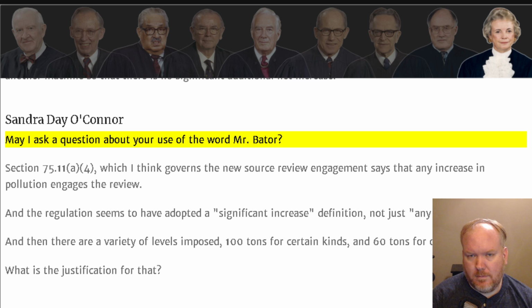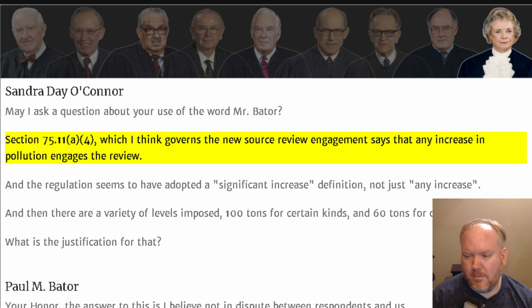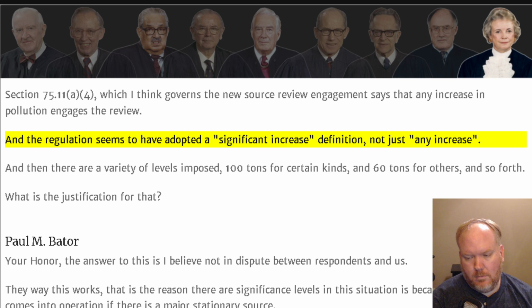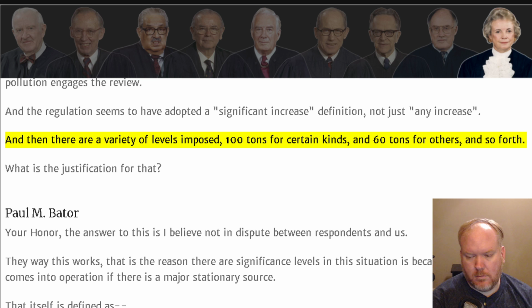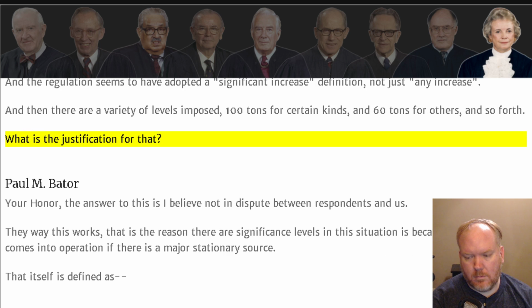May I ask a question about your use of the word significant, Mr. Bator? Section 7511A4, which I think governs the new source review engagement, says that any increase in pollution engages the review. And the regulation seems to have adopted a significant increase definition, not just any increase. And then there are a variety of levels imposed, 100 tons for certain kinds and 60 tons for others and so forth. What is the justification for that?